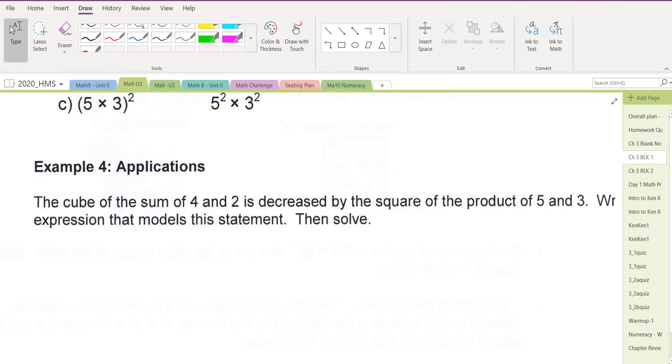Let's read this first, because it's a doozy. The cube sum of 4 and 2 is decreased by the square of the product of 5 and 3. Write the expression and solve. Okay?